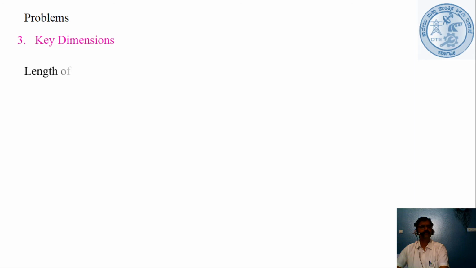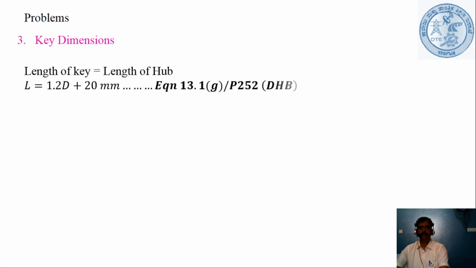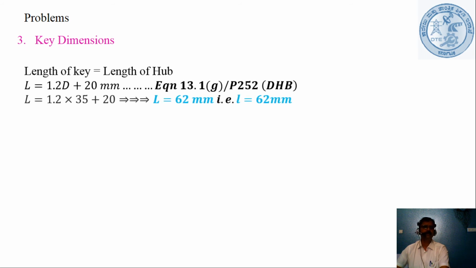Now the length of the key: L is equal to the length of the hub. The empirical rule for the length is equal to 1.2d plus 20 millimeter. This is equation 3.1G, page number 252. After substituting the values, we finally get the length L equal to 62 millimeter.